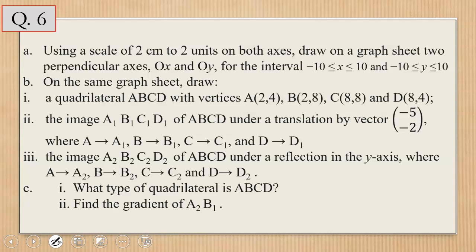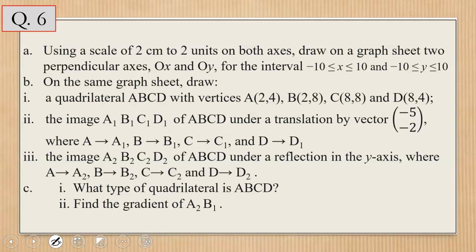We also want to draw the image A1, B1, C1, and D1 of the quadrilateral ABCD under the translation by a vector given as -5, -2, where A maps to A1, B maps to B1, C maps to C1, D maps to D1. Then again, we'll look at the image under the reflection in the y-axis, where we consider the first quadrilateral ABCD to map to A2, B2, C2, and D2.